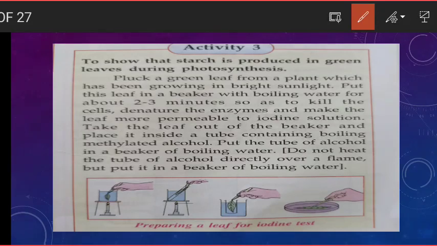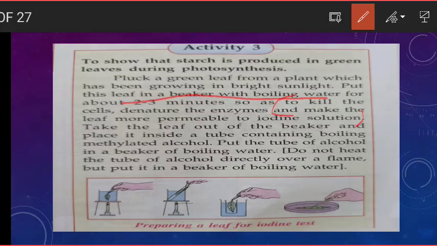So here the question comes: when you perform the experiment to test that starch is produced in green leaves during photosynthesis, why do you keep the leaf in boiling water? You have 3 answers given here. What are the 3 answers? First, to kill the cells, denature the enzymes and make the leaf more permeable to iodine solution. So these points are given.